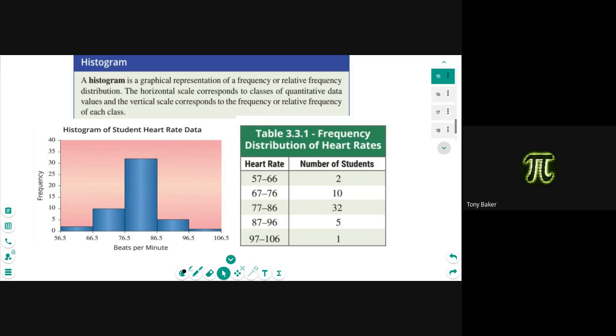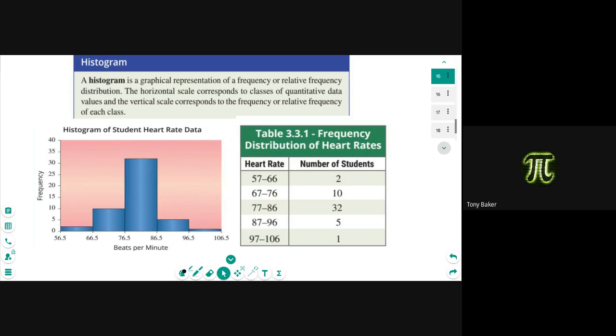The difference between a histogram and a bar chart is a histogram is continuous. There is no break in it. So I can't do 57 to 66 and then 67 to 76 because then I would have a break. There are no breaks in a histogram. If you look at the bar charts, there were gaps between the bars. Notice the histogram, there is no gap, because the bars go right up to each other.